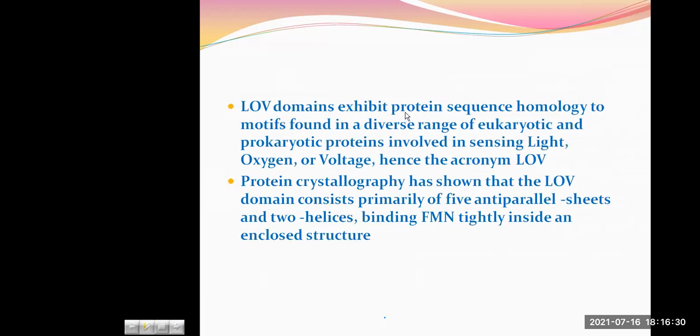LOV domains, what are these? They exhibit protein sequence homology to motifs found in a diverse range of eukaryotic and prokaryotic proteins. That is, they are similar to a diverse range of eukaryotic and prokaryotic proteins which are involved in sensing light. That is, they have the ability to sense light; they receive light and respond to light. This means the sensing of light.